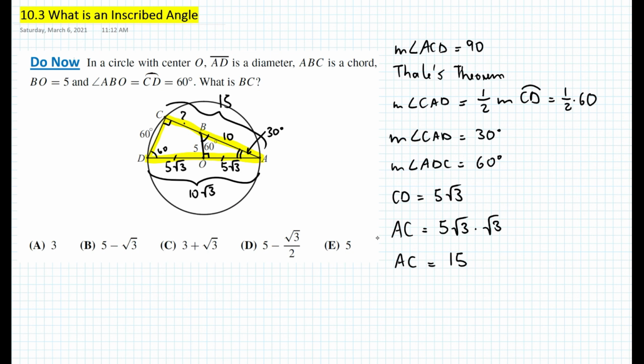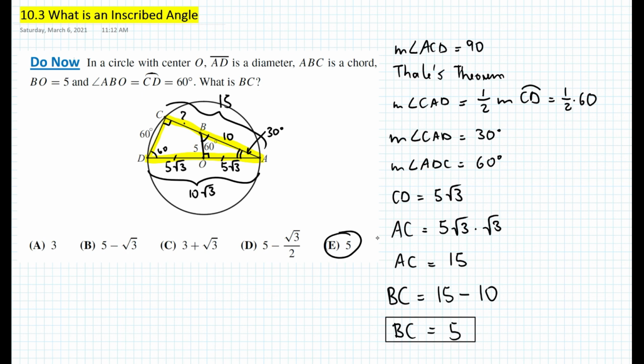Now, the question was asking us, okay, how do we find BC? So BC is simply equal to 15 minus segment AB, okay, which is equal to 10. So therefore, we end up with a value of BC equal to 5. And that is basically the answer. So we can circle E as our answer.